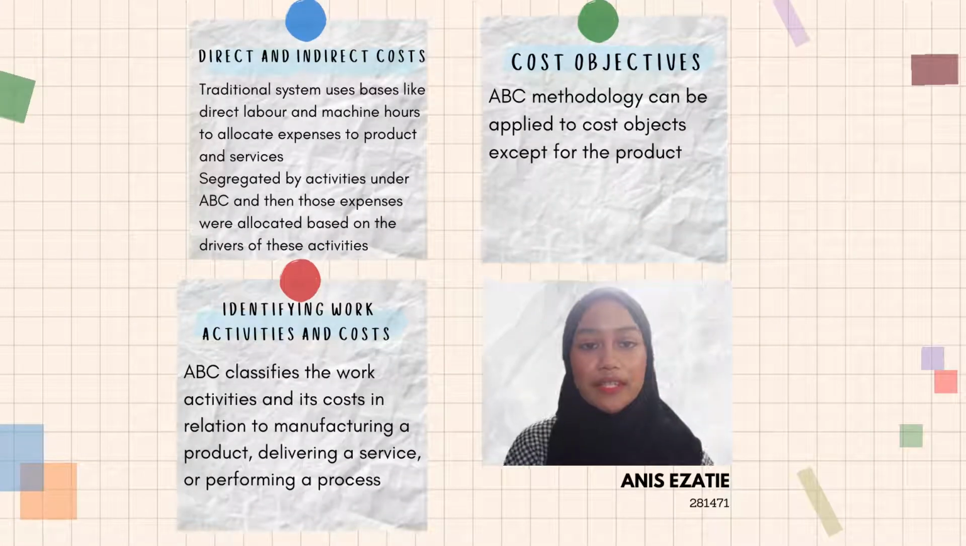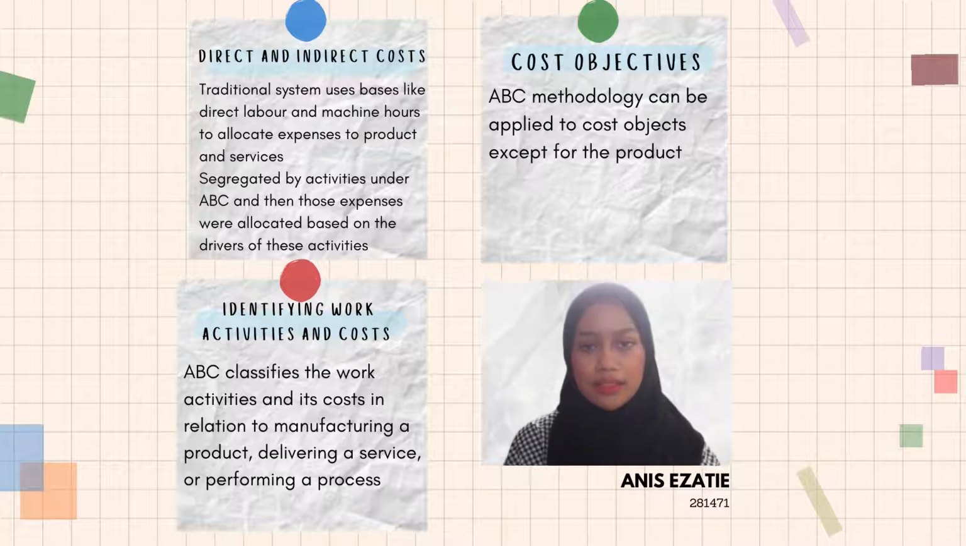For direct and indirect costs, the traditional system uses bases like direct labor and machine hours to allocate expenses to products and services. The bases are associated with indirect and keep-up activities. The expenses of indirect and keep-up resources are then segregated by activities under ABC, and those expenses are allocated based on the drivers of these activities.